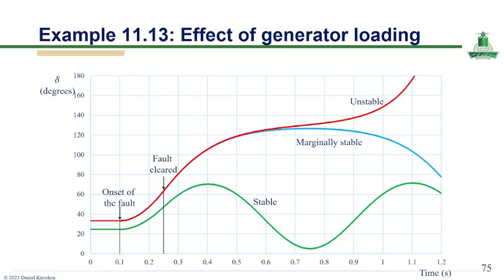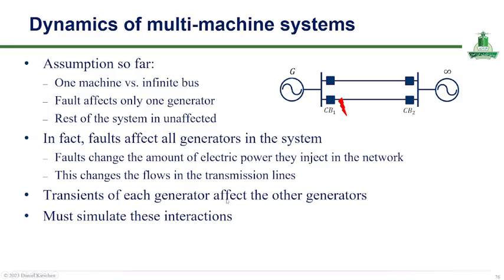The blue curve shows a marginally stable condition where the rotor angle continues to oscillate with reduced damping and approaches the stability limit. In contrast, the red curve demonstrates an unstable scenario where the rotor angle increases continuously after fault clearance, indicating loss of synchronism. Overall, the figure highlights how higher generator loading reduces stability margins and increases the likelihood of instability following disturbances.